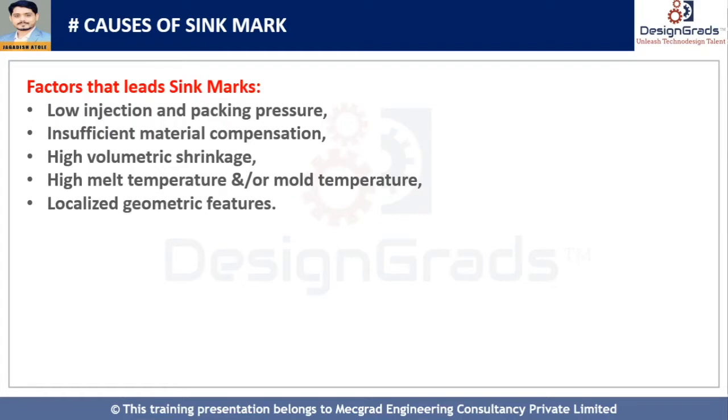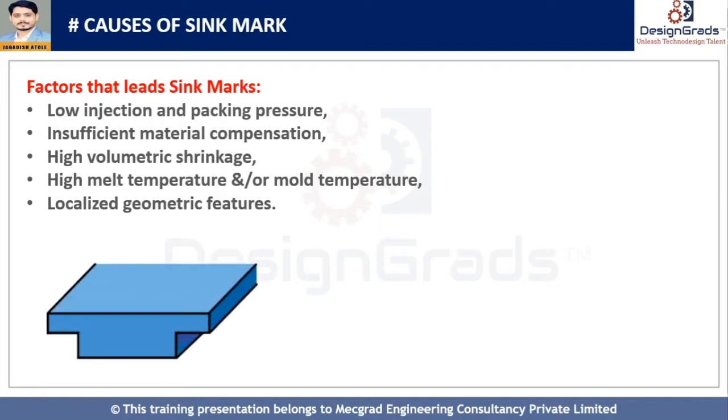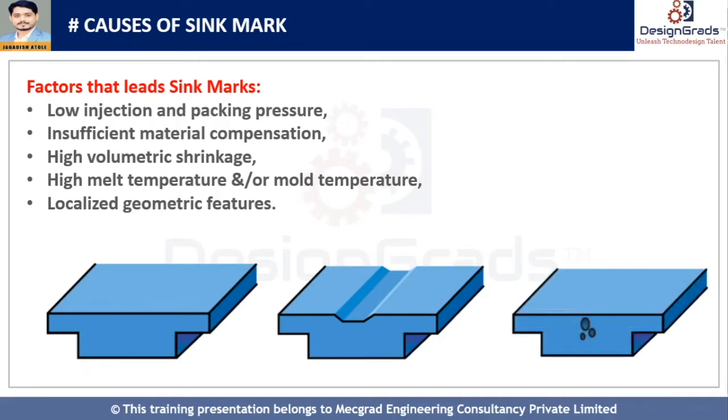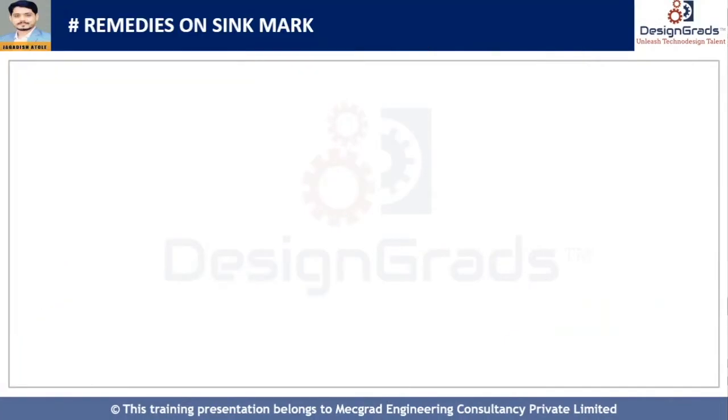Sink mark typically occurs in a molding with thicker section or at locations like ribs, boss, or internal fillets. Shrinkage pulls the surface of main wall inward, causing sink mark like this. If the skin is rigid enough, as in engineering resins, the deformation of skin may be replaced by the formation of voids like this. So this is sink and this is void. Let's see the remedies on sink mark. How we can mitigate this sink mark defect.